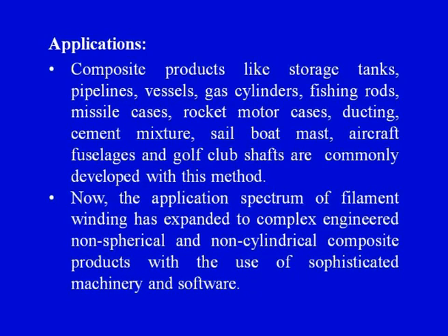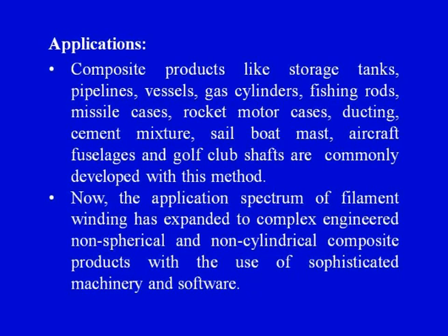So, the composite products like storage tanks, pipelines, vessels, gas cylinders, fishing rods, missile cases, rocket motor cases, ducting, cement mixture, sailboat mast, aircraft fuselages and golf club shafts are commonly developed with this method. So, on your screen you can see a wide variety of products which are mostly axisymmetric in nature, and these can be processed by the filament winding process.